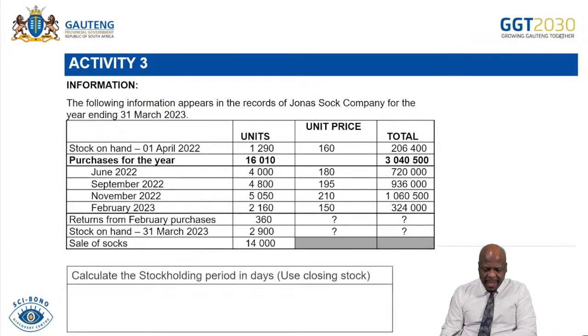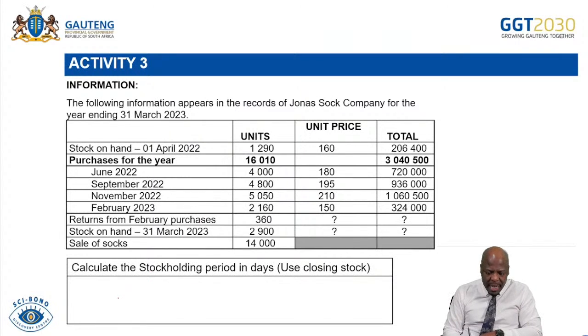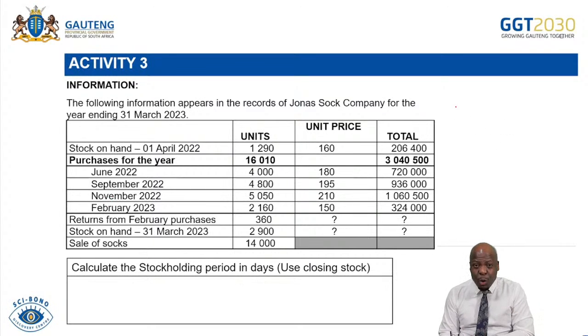The next question then says, calculate the stock holding period in days. Use closing stock. All right. Now, I'm going to drag it a bit. I want to see if we can use the rand value method and also use the units method. In this question, it's different because we're not given the cost of sales. But let's see if we're able to calculate that cost of sales. How do we do that?